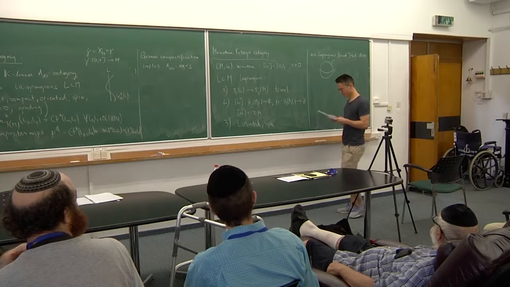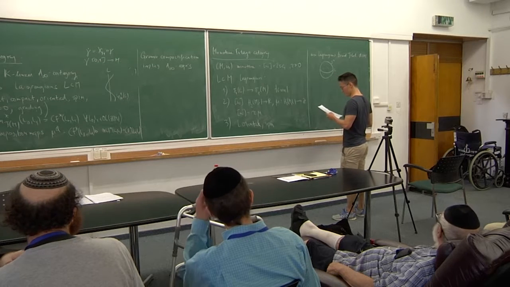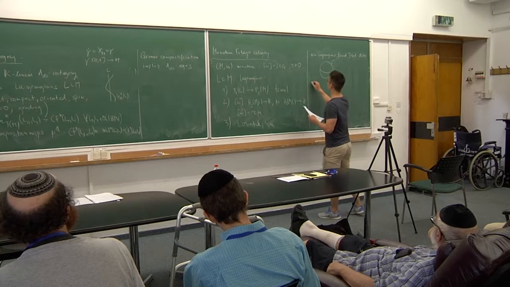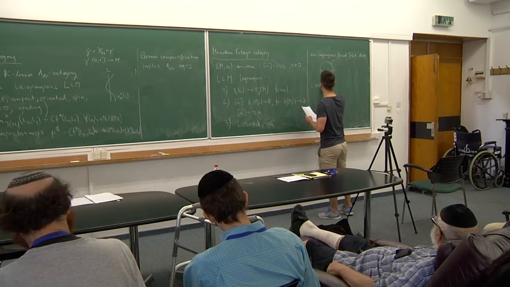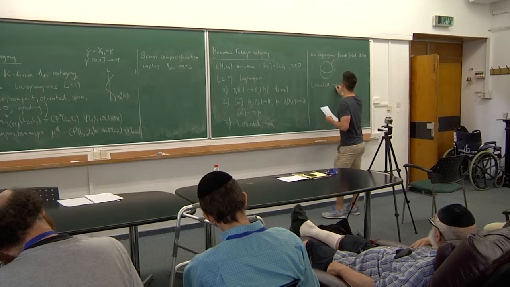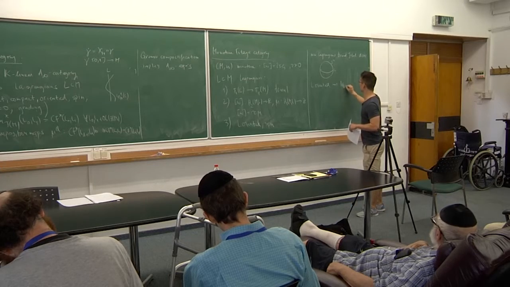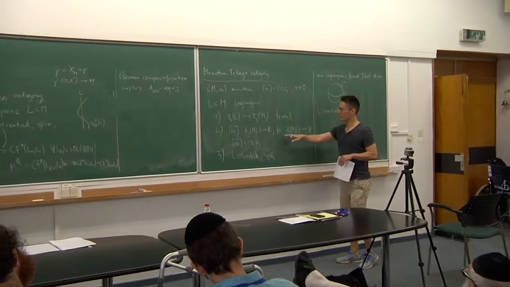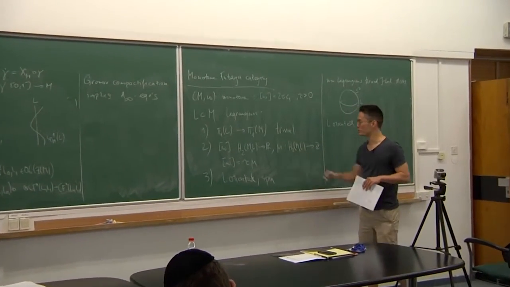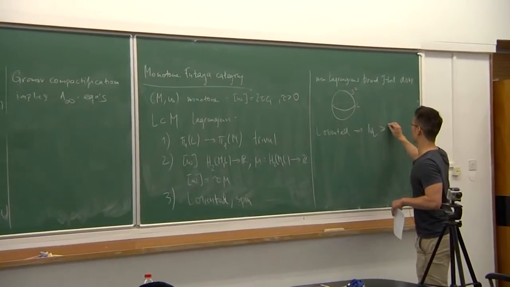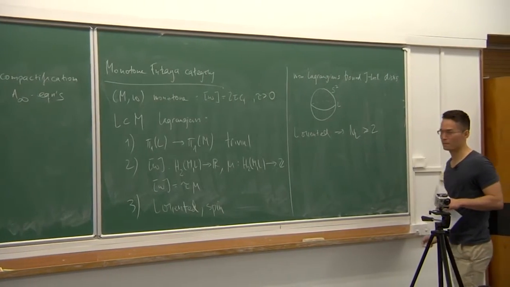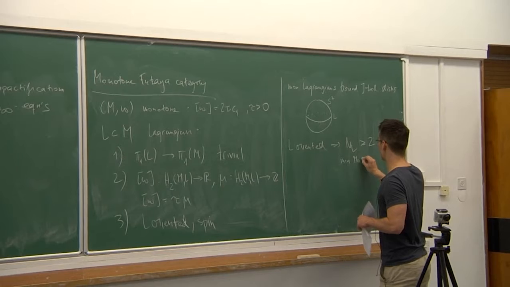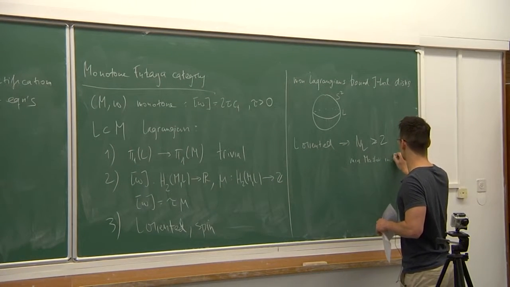Okay. So now let me also state another fact, that namely if L is oriented, then the minimal Maslov index, which is just given as the positive generator of the image of mu, is greater than or equal to 2. So this is the minimal Maslov index.